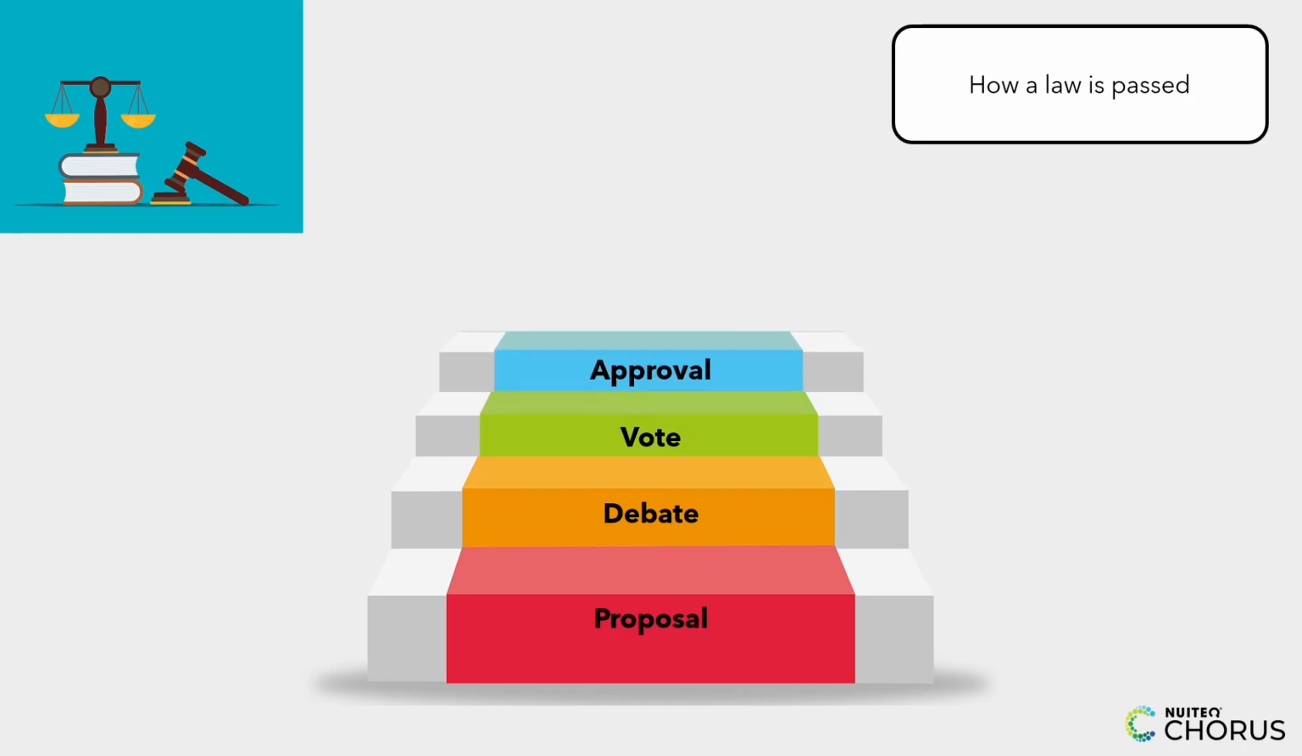Approval. If both houses of the legislature approve the bill, it goes to the head of state, such as a president or prime minister, for final approval or veto. In this case, identifying the key steps, proposal, debate, vote, and approval, helps you understand how a law comes into existence. Simple, right?